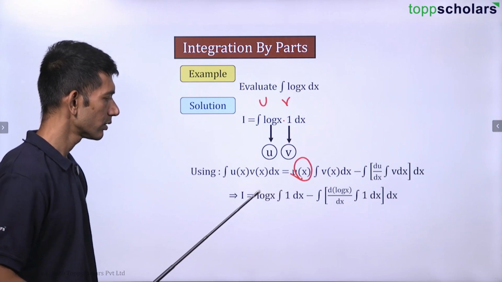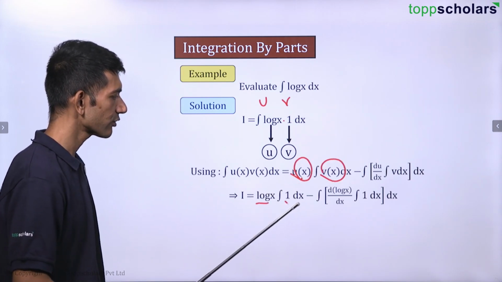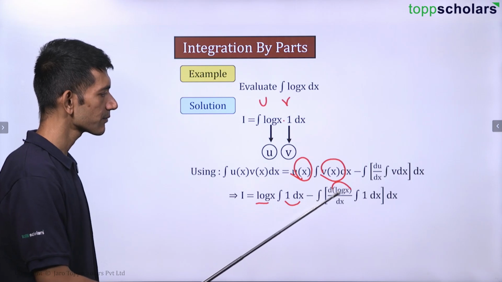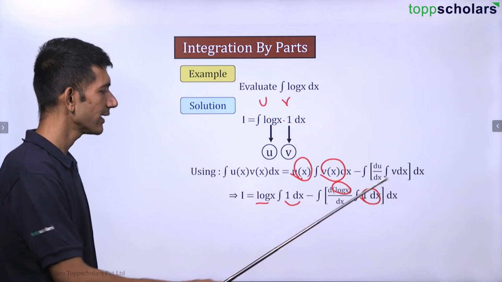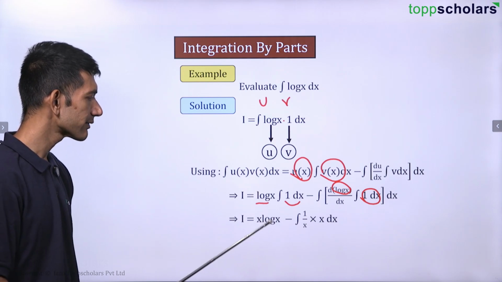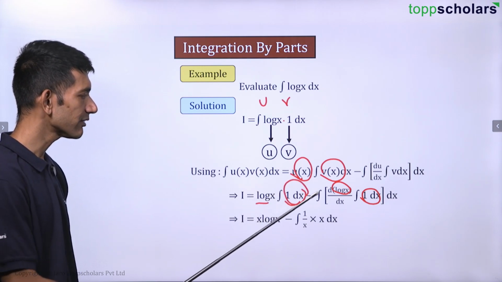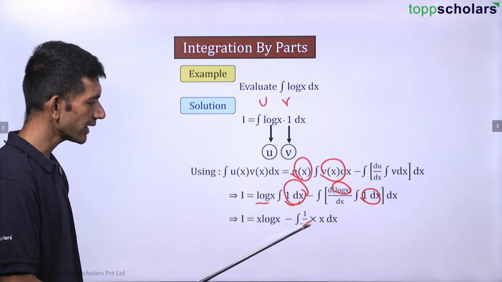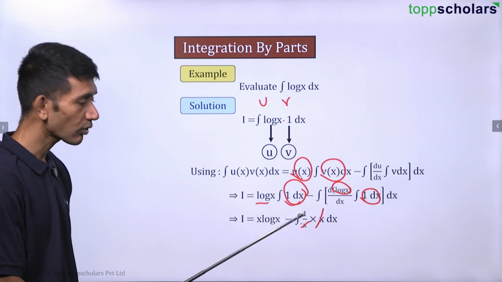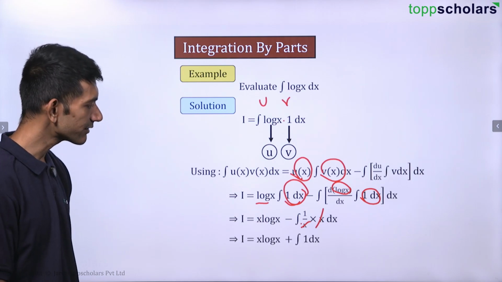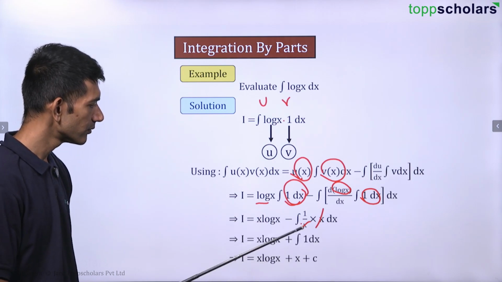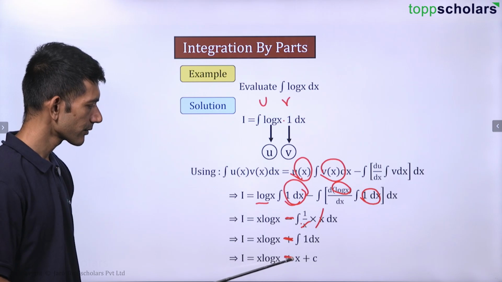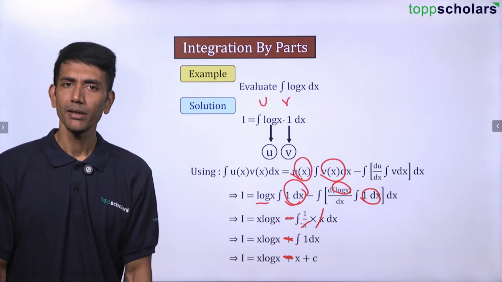So u, integration of v, that is integration of 1 dx, minus integration of d by dx of log x, integration of 1 into dx, right? So that is x log x minus, this becomes d by dx of log x is 1 by x, this is 1 dx, x gets cancelled. So that becomes integration of 1, which is nothing but x. So x log x minus x plus c. Simple.